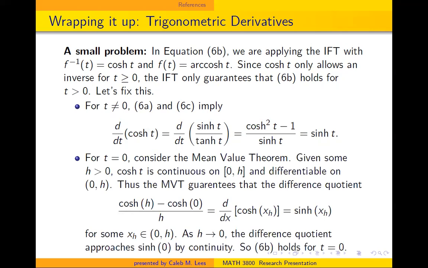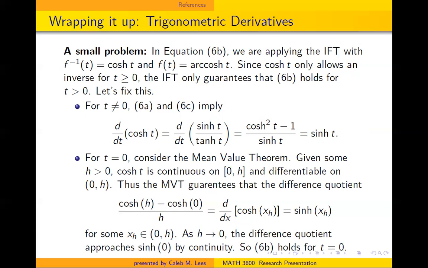So think of some h greater than 0. It could actually be less than 0 too, but just to agree with interval notation, I chose it to be greater than 0. Cosh t is continuous on the closed interval from 0 to h, and it's differentiable on the open interval from 0 to h. That's what we just showed, right? So this actually means we can apply the mean value theorem.